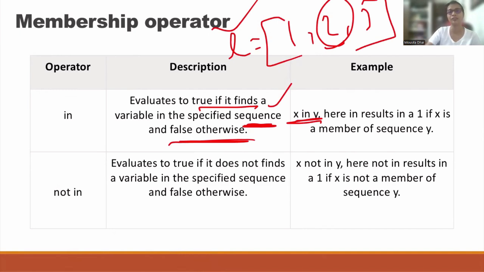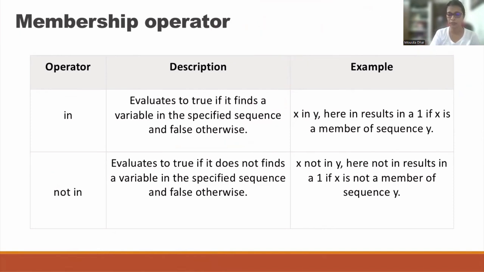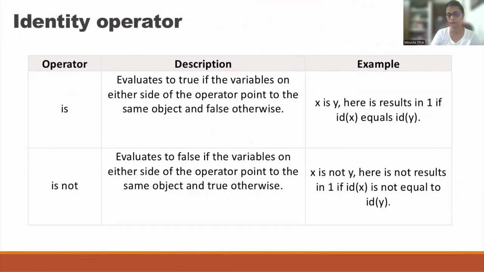Right? This is the concept of in. 2 in L will give you true. But suppose this contains 1, 2, and 3, and I have written 4 in L. It will give you false because 4 is not there inside L. Right? So not in is just the opposite of this, hope you can understand. Fine. While we do list, tuple, dictionary, we will go more in depth on this.